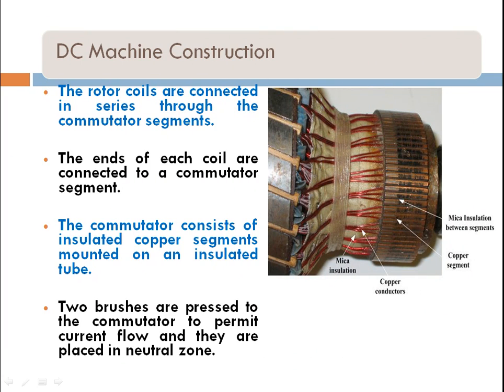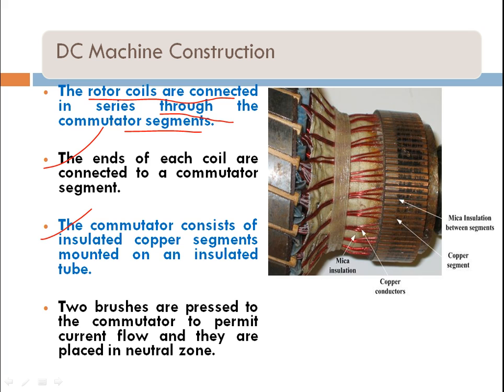Now come to the DC machine construction. The rotor coils are connected in series through the commutator segments. You should know the basic things: the rotor coils are connected in series through the commutator segments, and the end of each coil is connected to a commutator segment. The commutator consists of insulated copper segments mounted on an insulated tube.